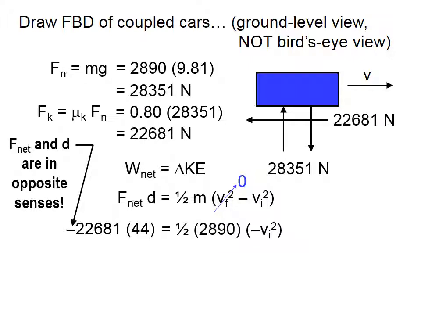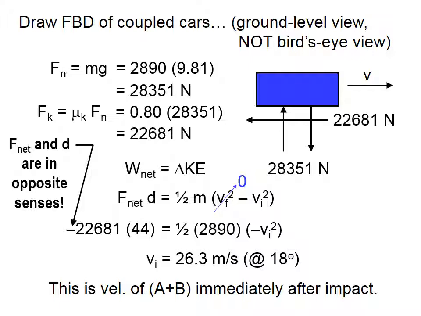The mass is 2,890, and we can find the initial speed of this coupled mass at the instant things start happening, and that speed comes out to be 26.3 meters per second, and it's at an angle of 18 degrees north of east because we measured the angle of the skid marks and they turned out to be 18 degrees. So that's where that 18 degrees came from. It came from the previous slide. Once again, this is the velocity of A and B together immediately after impact.